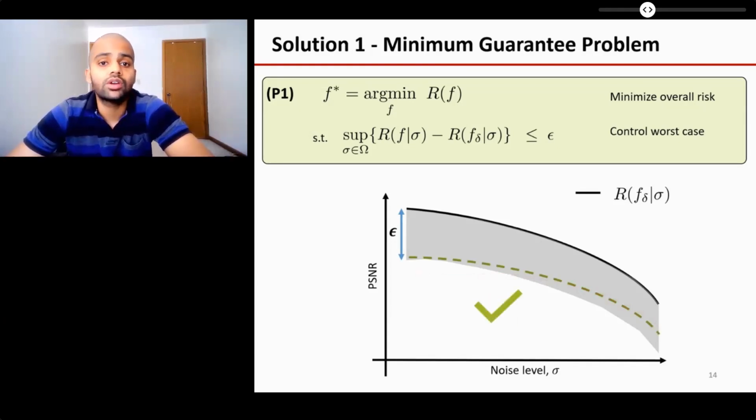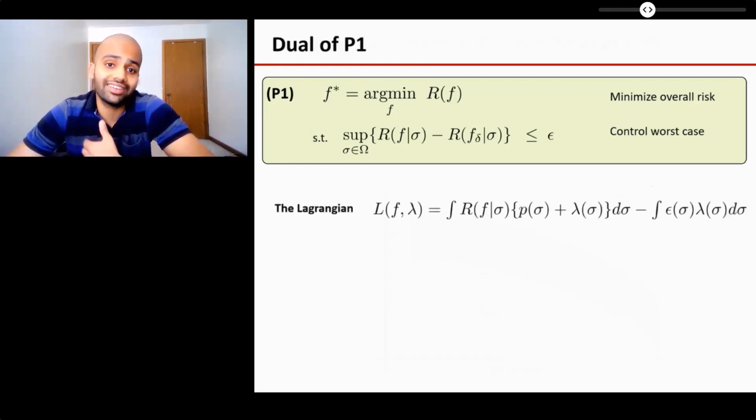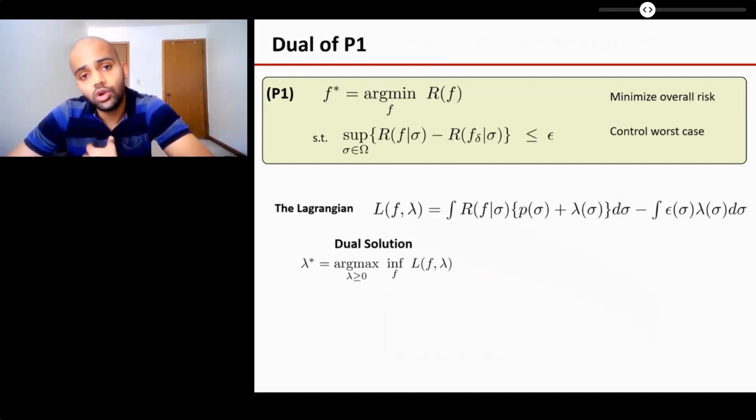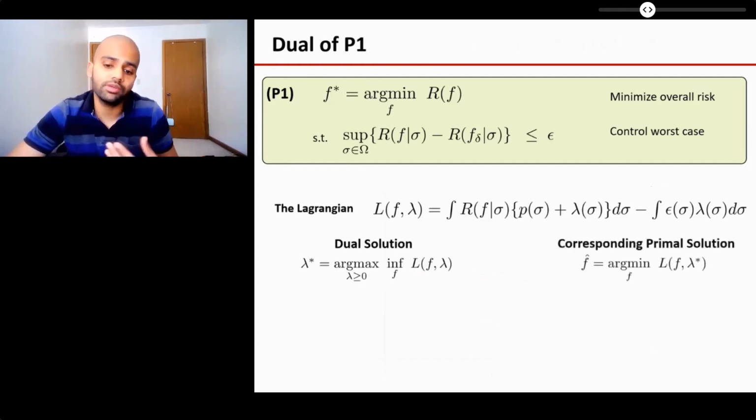To solve this problem, we look at the dual of this problem, for which we first write down the Lagrangian. Let us say we are able to find the dual solution, which is denoted by lambda star. Now, to find the corresponding primal solution, we plug this dual solution into the Lagrangian and minimize the Lagrangian with respect to the function f.